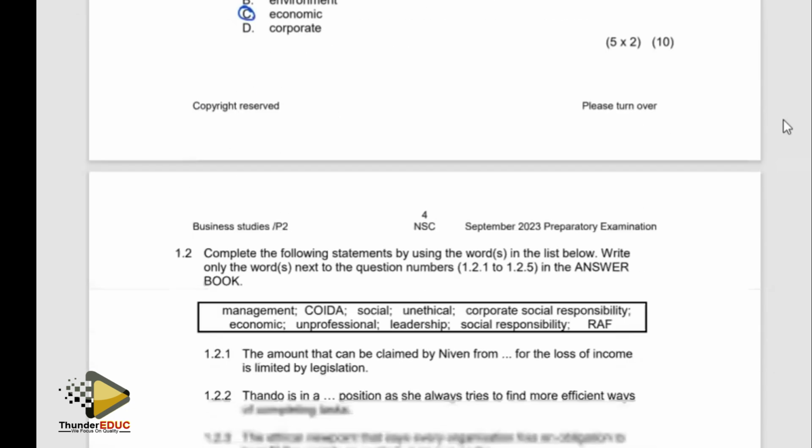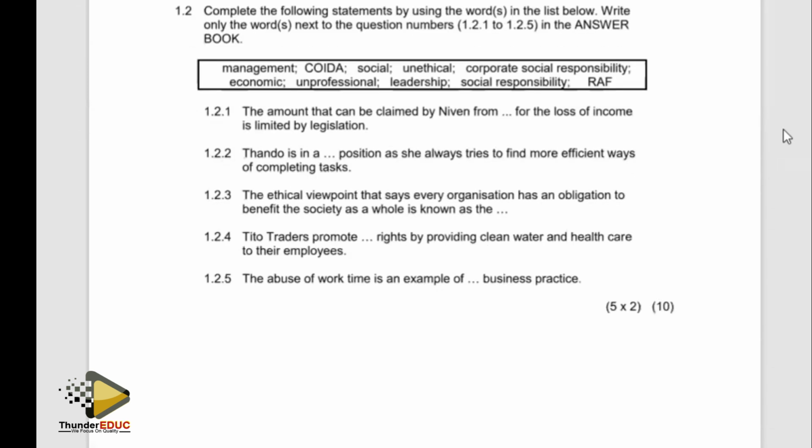Okay, right, grade 12. Now let's move on to 1.2. 1.2 reads as follows. Complete the following statement by using the words in the list below. Write only the word next to the question number. You're also expected to answer from question 1.2.1 to 1.2.5 in your answer book. Okay, right. The list is: management, quota, social and ethical, corporate social responsibility, economic and professional leadership, social responsibility, and Road Accident Fund. Now 1.2.1 reads: the amount that can be claimed by Nivel from dash for the loss of income is limited by legislation.